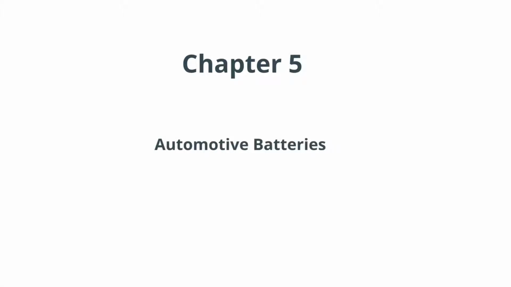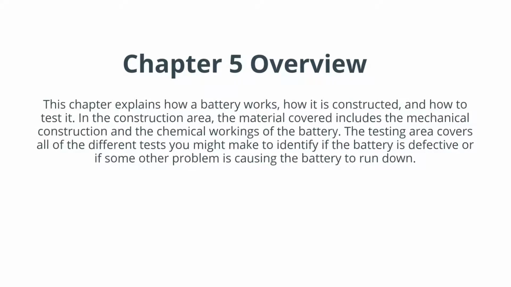Chapter 5: Automotive Batteries. This chapter explains how a battery works, how it is constructed, and how to test it. In the construction area, the material covered includes the mechanical construction and the chemical work.